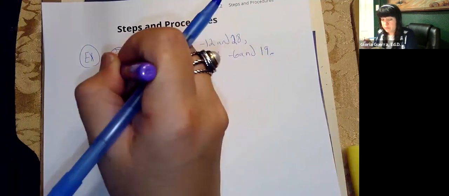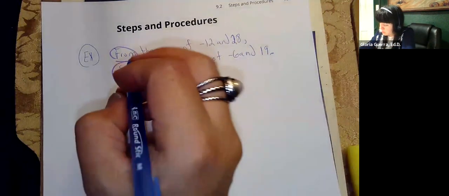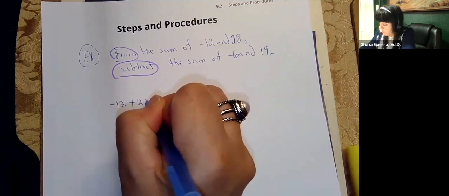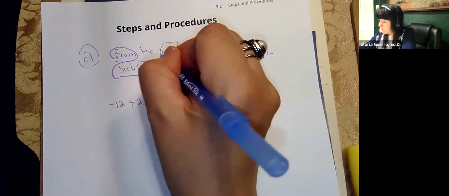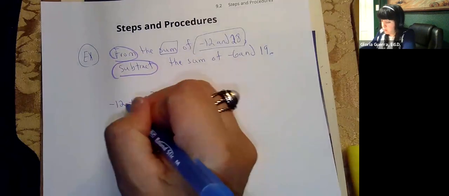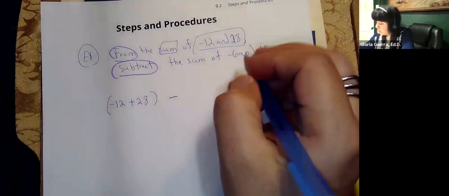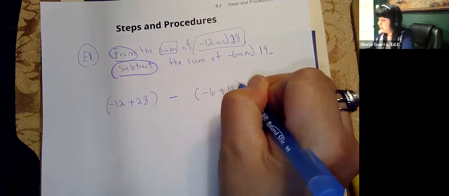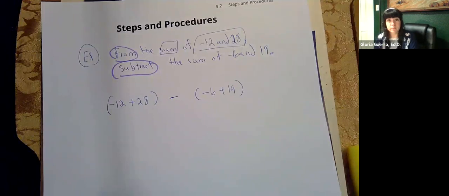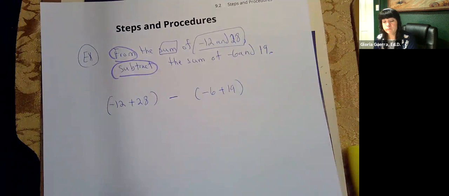So this one says, from the sum of negative 12 and 28. So you should start with negative 12 plus 28. And that's because they talked about the sum and both of these numbers, right? So from that sum, I might just put parentheses around it. You want to subtract the sum of negative 6 and 19. Okay. So there's those two numbers at the back here. Right, and then you would just be working with that, translating that.